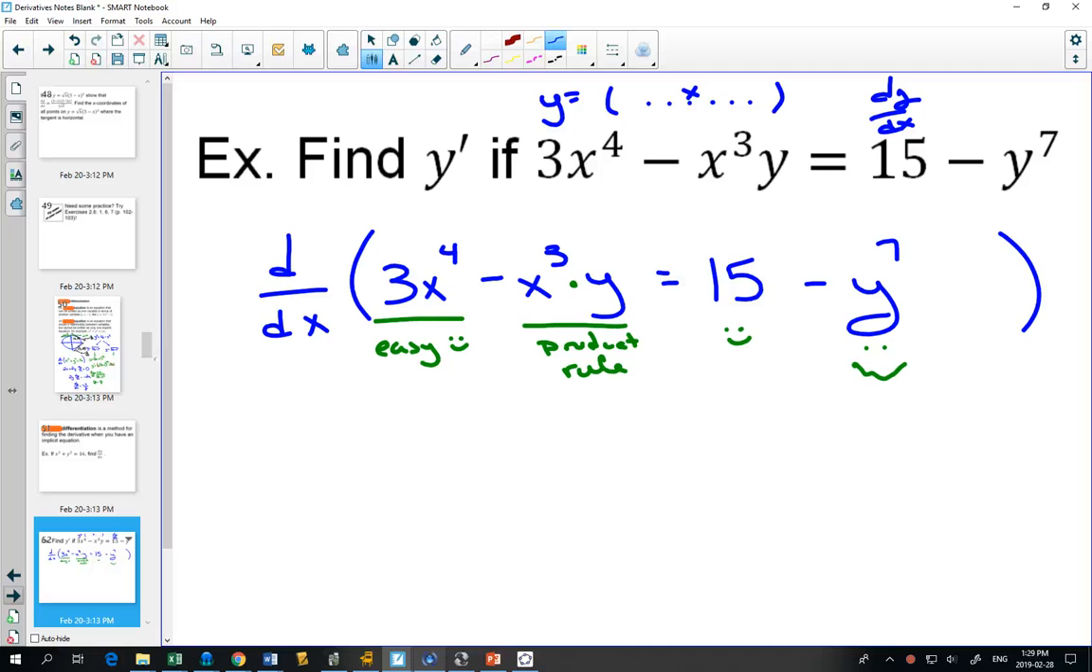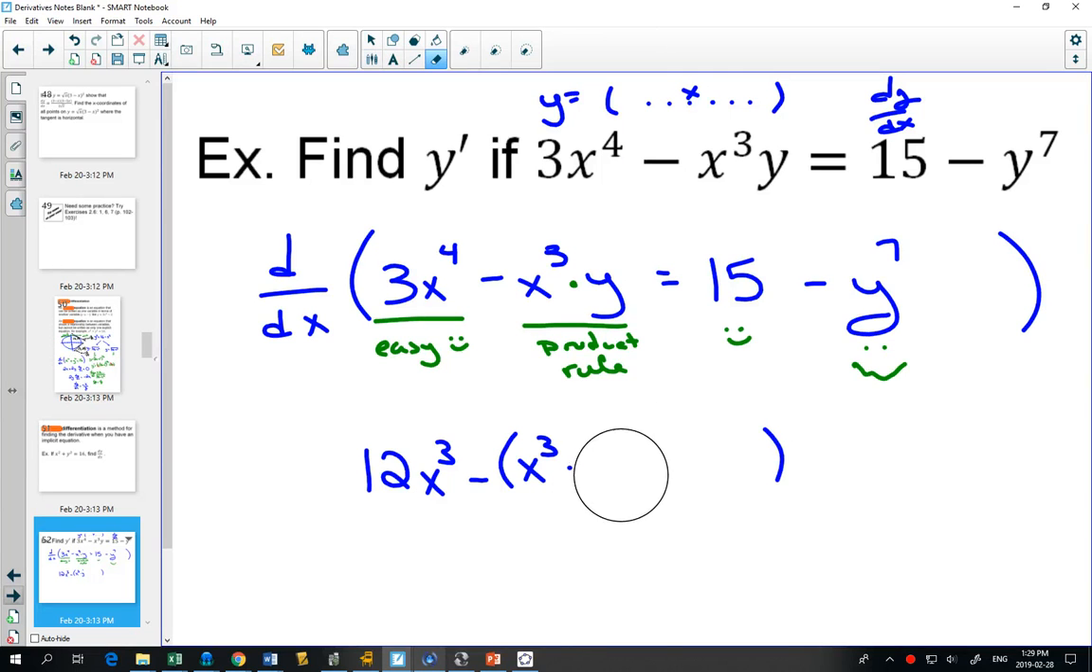So I'm doing the derivative of everything. 3x to the 4, easy. 12x cubed. Things are going well. Minus. What's the derivative of x cubed y? It's a product rule. Product rule says keep one the same times the derivative of the second one. What's the derivative of y? The derivative of y. Does that make sense? The derivative of y would just be the derivative of y.